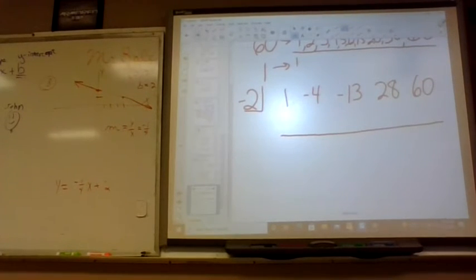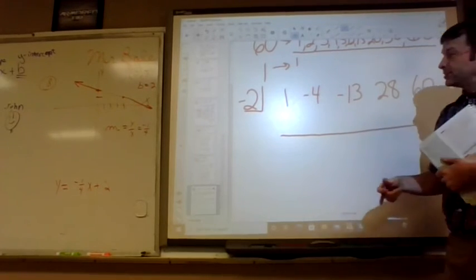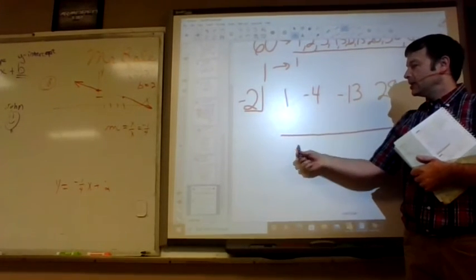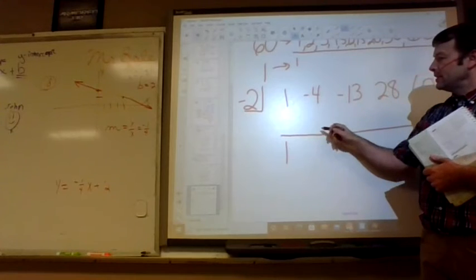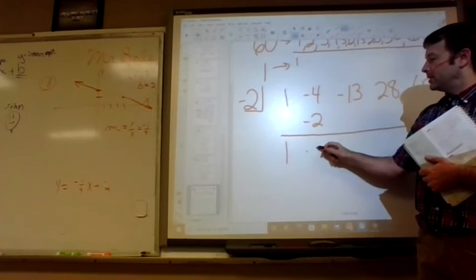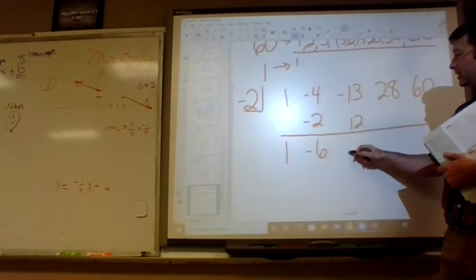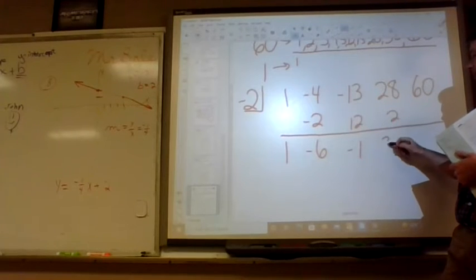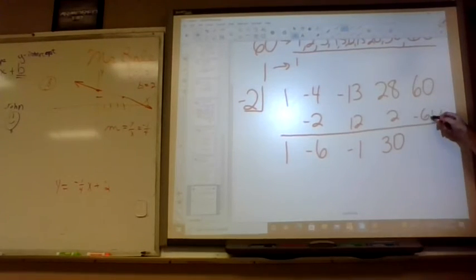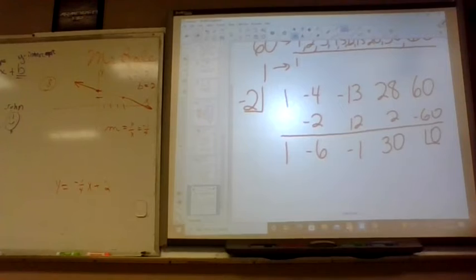I chose -2 because I cheated and looked at the answer. So here we go. Add down. Multiply up. Add down. Multiply up. Add down. Multiply up. Add down. Multiply up. Add down. And the bad thing is, if you make one mistake on that little thing, then you're gonna think it wasn't an answer. So you gotta be careful.